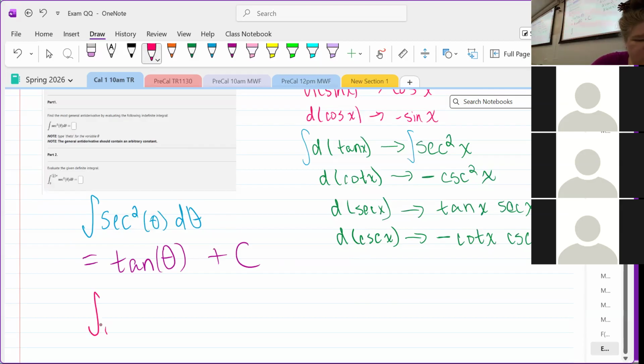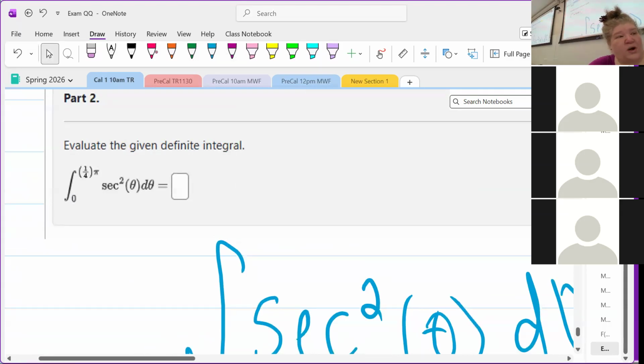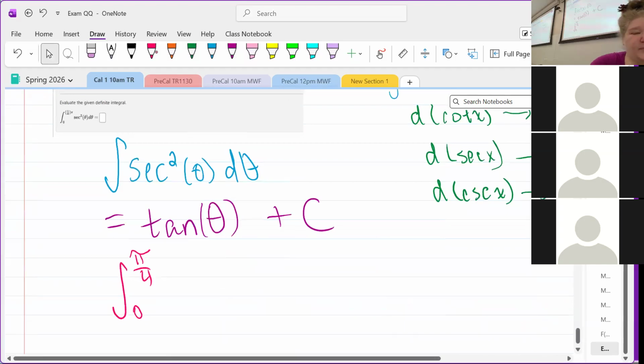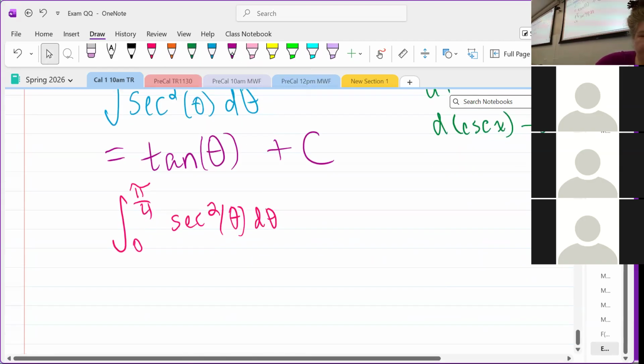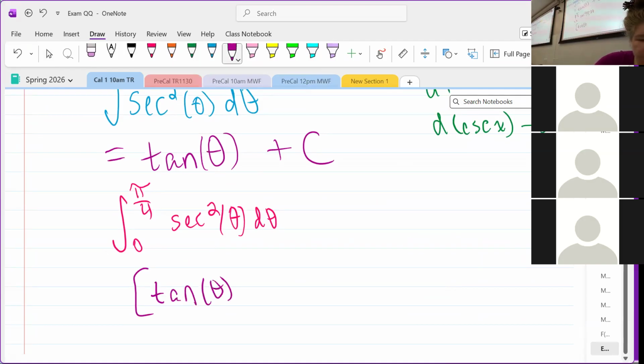Now the follow-up is with the definite integral. The bounds on that definite integral are 1/4 of pi, which we could just write as pi over 4. So we've got the bounds from 0 to pi over 4 of secant squared theta d theta. So we've got our indefinite integral, tangent. So this is now equal to the function tangent of theta, where theta is being evaluated from 0 to pi over 4.